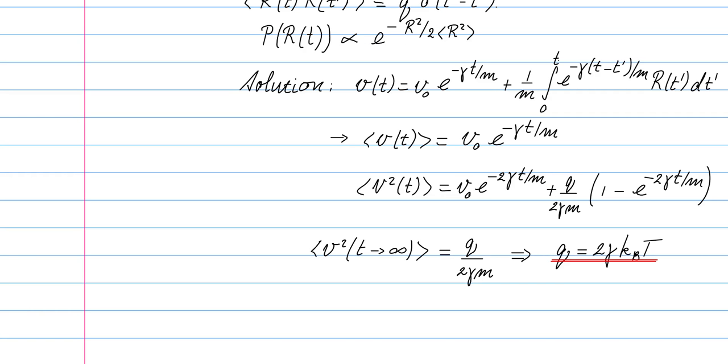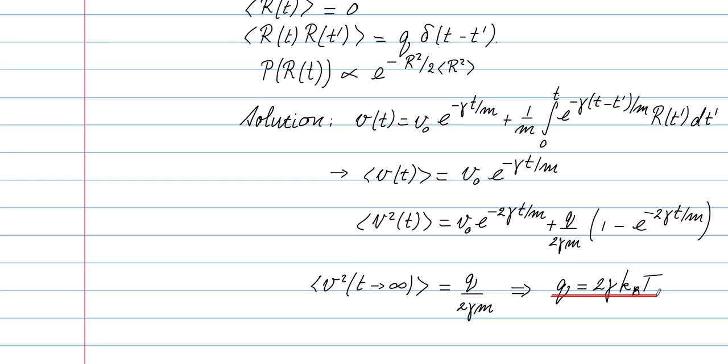If we wait infinitely long, then all the decaying terms vanish, and what we are left with is then q over 2 gamma m, and we know that v squared is related to the average kinetic energy, which is kBT per degree of freedom, and we find this relation between gamma, kBT, and q, which is the amplitude of the force. Recall that it occurs here in this delta function.